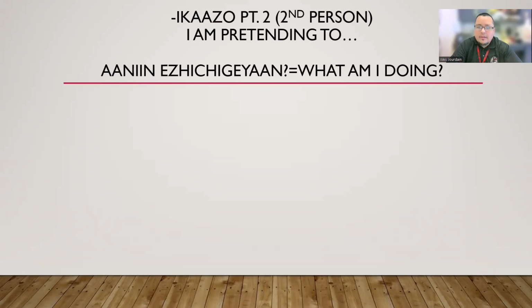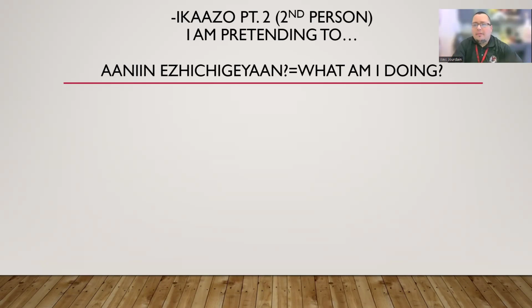And we're still going. So on the top it says Ikazo part two. This should say first person, my bad. I am pretending to do what? And I can't just leave you guys hanging and just say, I'm pretending to do this. Well, we need some context to that, and we're going to add a question. So now maybe you're in front of your class, or you're in front of your family, or you're in front of a big crowd, and you're trying to get participation to get people to say what you're doing.